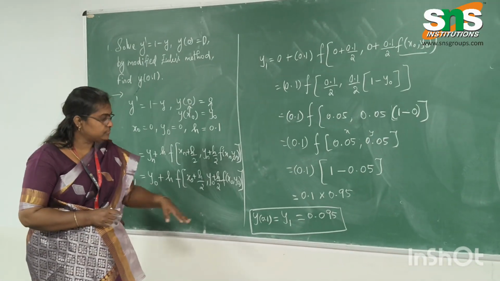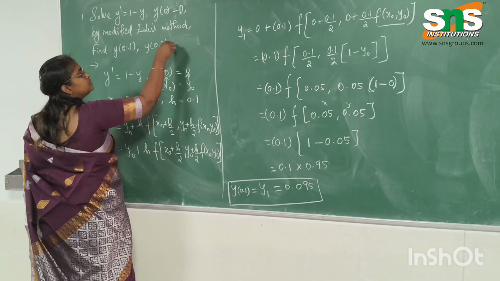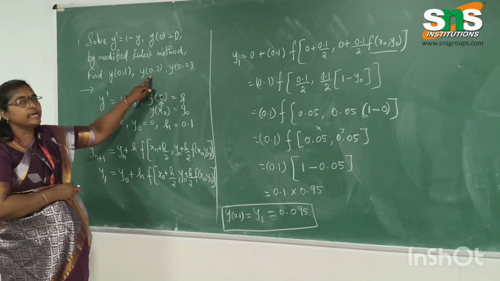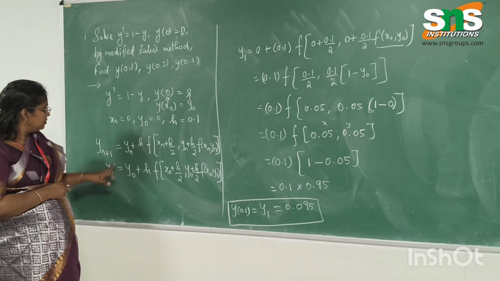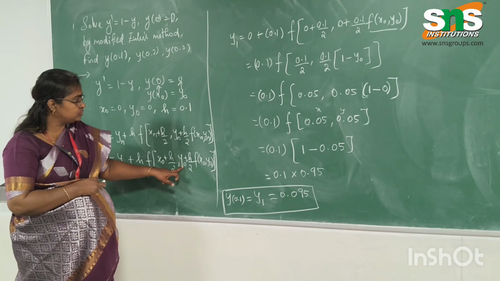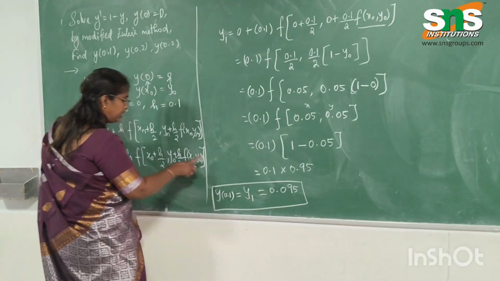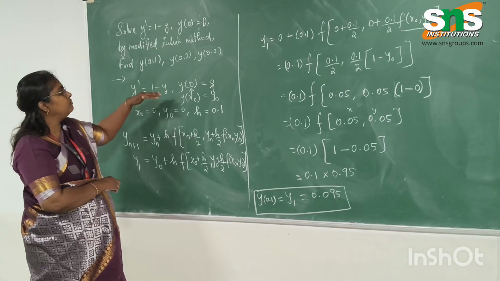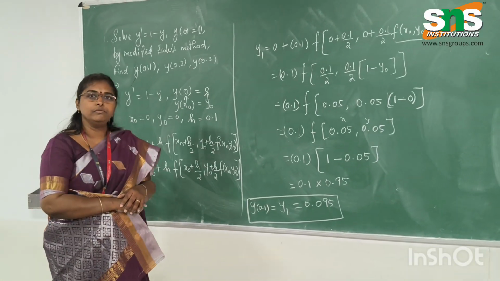Up to this we derived. Suppose they ask for y of 0.2 or y of 0.3, we can continue the same thing, where this is the second iteration, third iteration. Instead of n we replace: y2 equal to y1 plus h into function of x1 plus h by 2 comma y1 plus h by 2 into function of x1 comma y1. If we replace x1 and y1 here, we get the next iteration value. Like that we can continue up to where we want to stop. This way we can continue these sums. So this is the Euler method we can learn. Thank you.